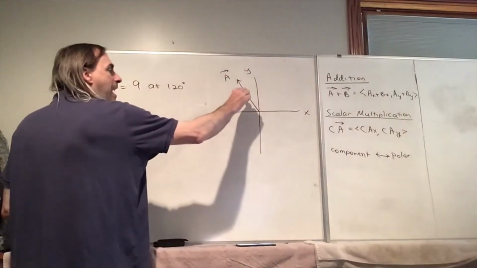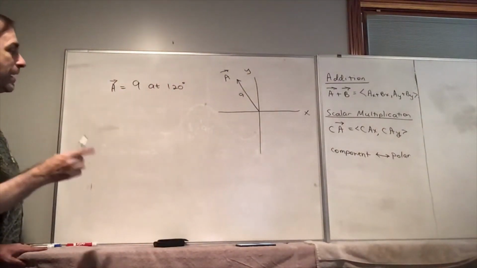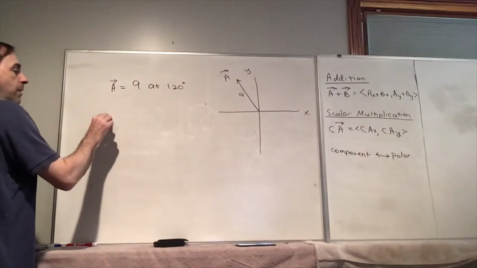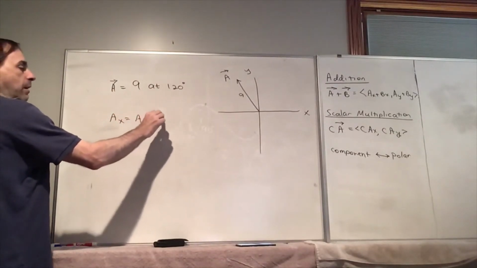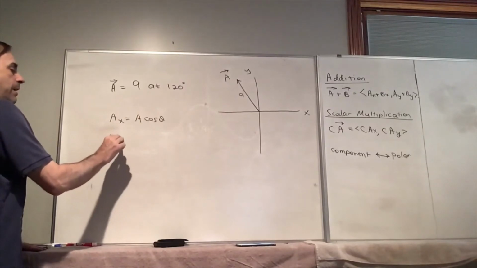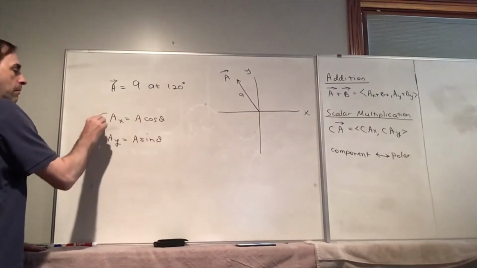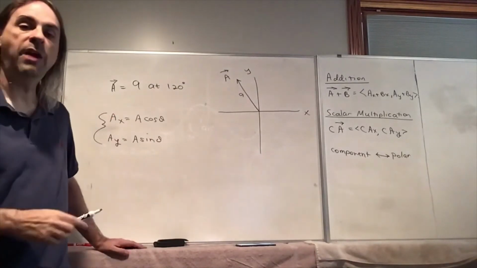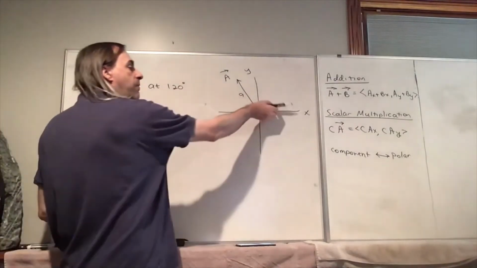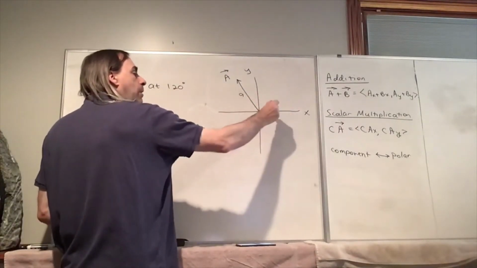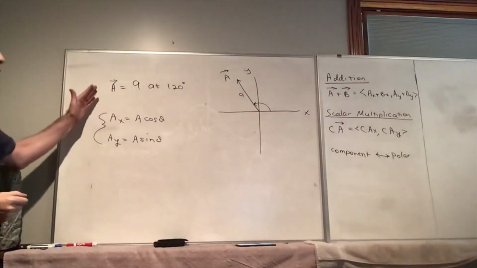This vector has a length of 9. Now there's two ways you can do this. One is kind of a standard way. You can say AX is equal to A cosine theta, and AY is equal to A sine theta. And that always works, if your angle is given in the standard form, like you start from the x-axis and go counterclockwise, then this method always works.